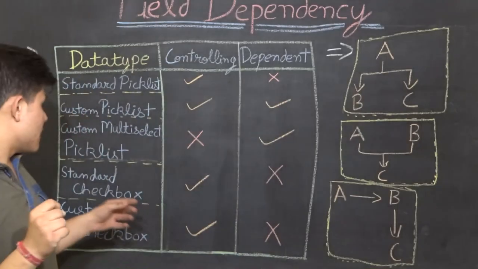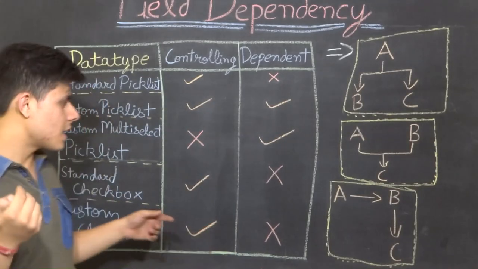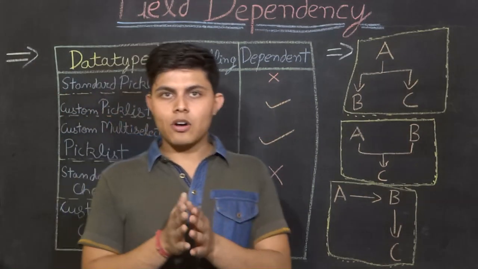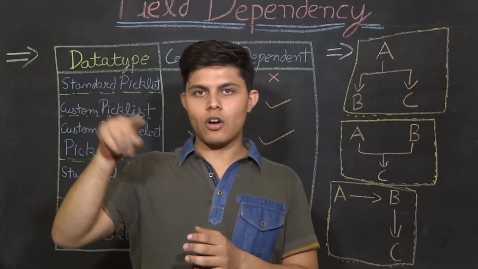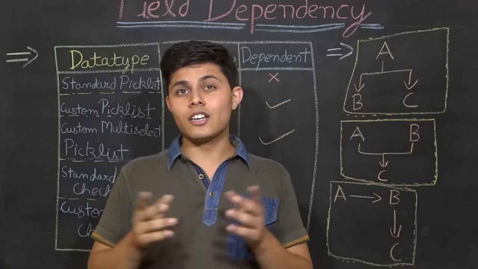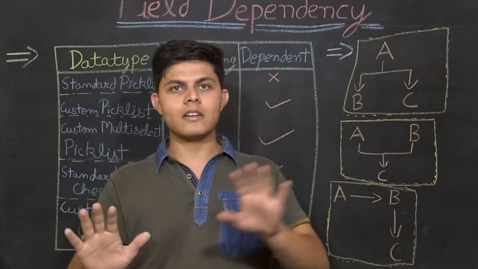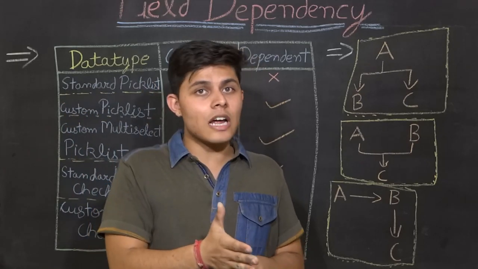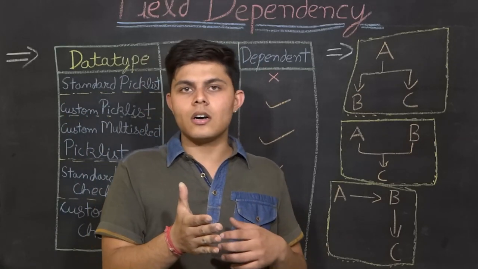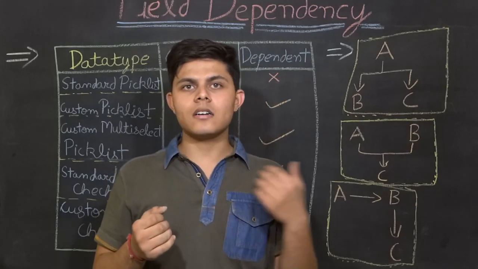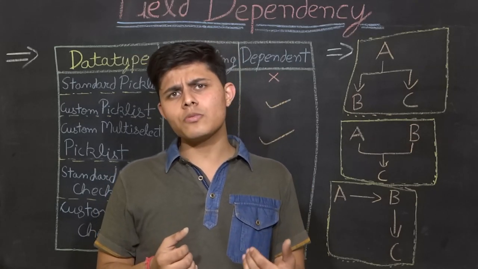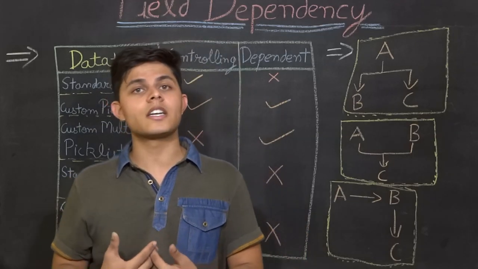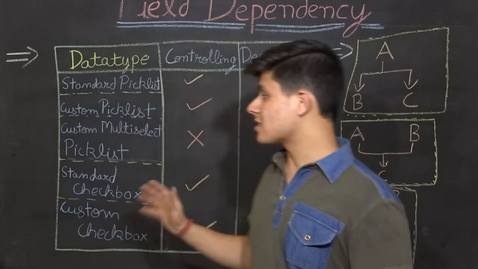And then comes the fourth data type, which is standard checkbox, and the fifth, custom checkbox. Again, a checkbox field is simple: check or uncheck. This is also divided into two subtypes, standard checkbox and custom checkbox. Standard checkbox fields are already created in that object by Salesforce, and they cannot be deleted. And custom checkbox means the checkbox fields which you have created to meet the needs and requirements of your organization. So those are custom checkboxes.